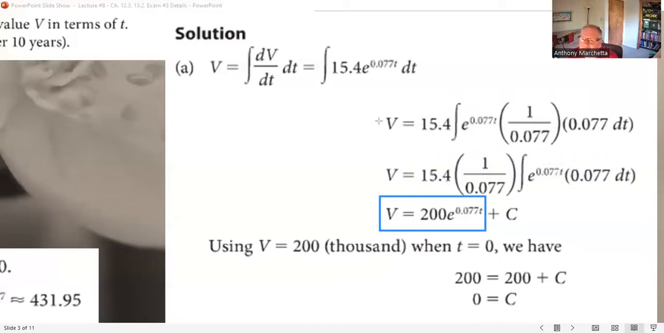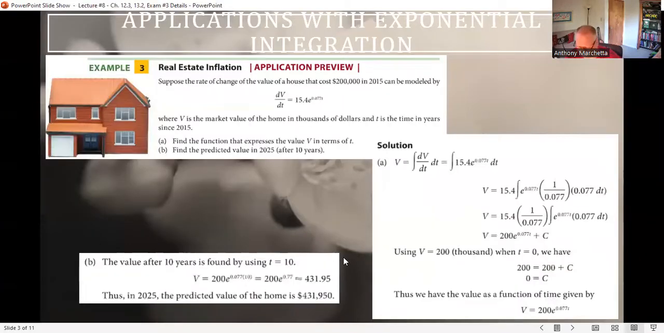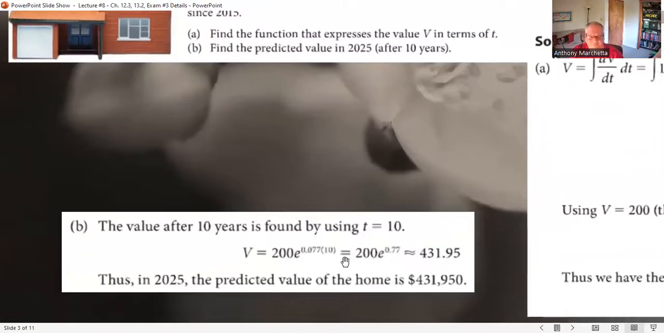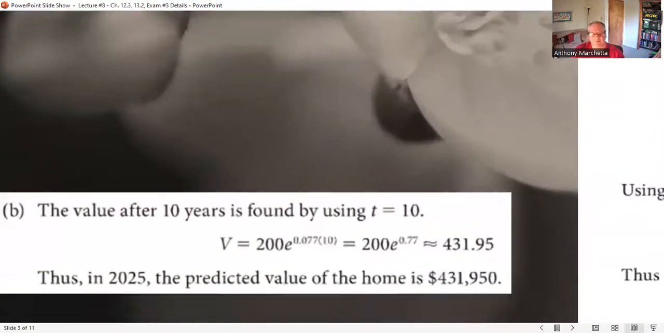So if you're trying to find out what happened at 10 years, you're going to take this equation that you just found for v, and you're going to plug in 10. That's what we have here. It's the same equation, but notice there is no plus c because we have determined that c is 0. So the full equation looks like that, plus nothing. We put 10 into the position of t and get a calculator, and 431.95 is the answer.